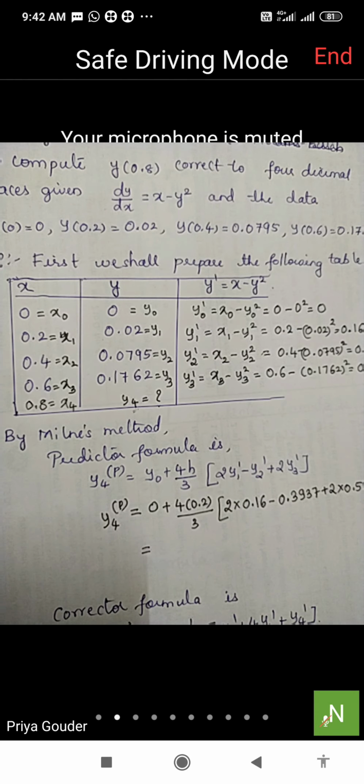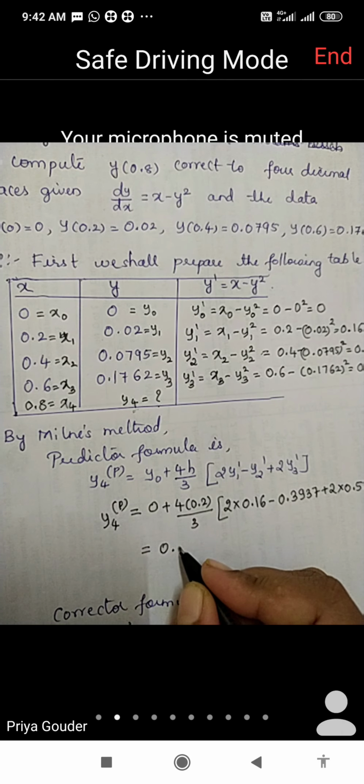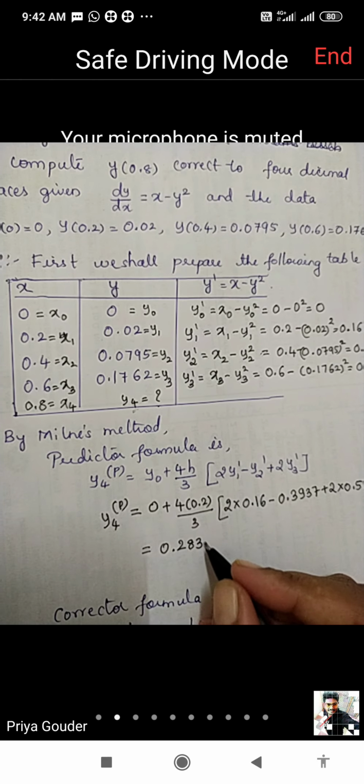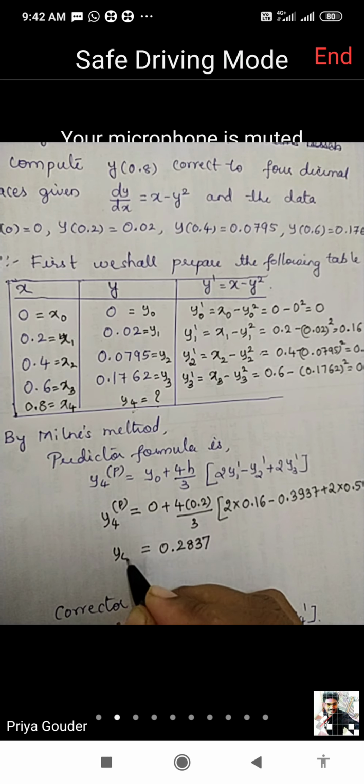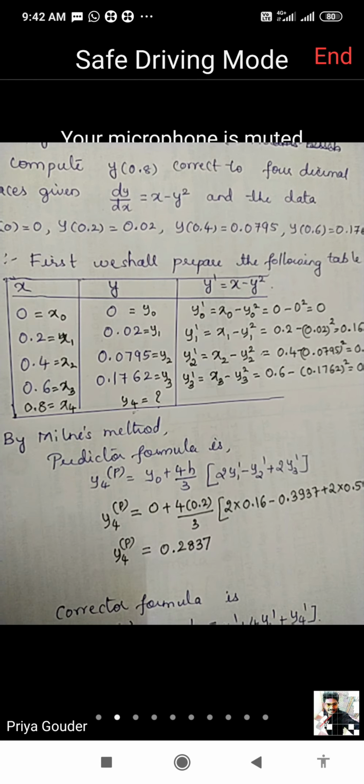Yeah, answer 0.28. All are getting the same. 2837. And after, I think you rounded off. Shall I write 7? Okay. This is y4 to the power bracket p. See, don't write two digits, otherwise they'll cut the marks. Now we have to apply a corrector formula.